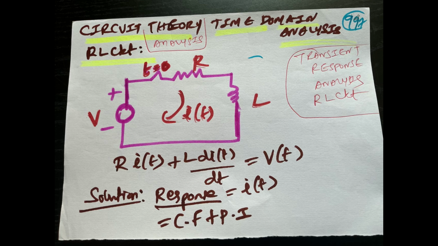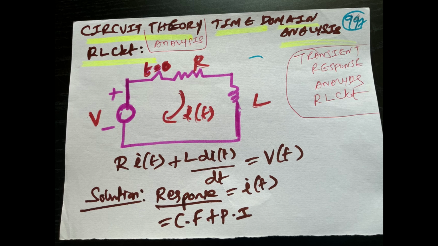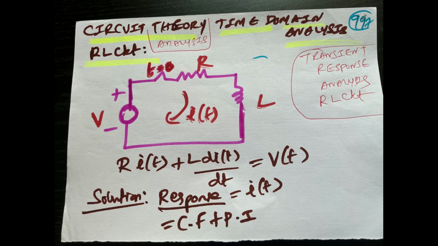The RL circuit is shown in the figure, with the switch closed at t equal to 0, current i of t, voltage source V, resistance R and inductance L. The circuit equation, which we know from previous classes, is R i of t plus L di of t divided by dt is equal to V of t. Solution: the response i of t is equal to the complementary function plus the particular integral, that is CF plus PI. The total response is the transient plus the steady state response.